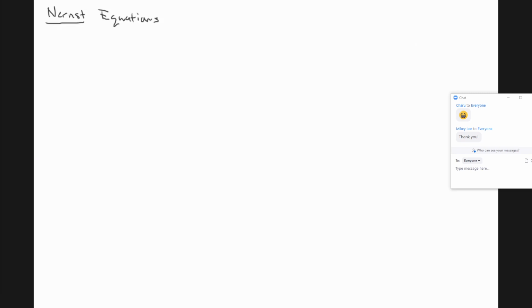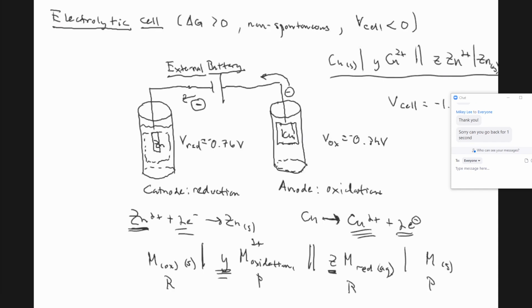So the Nernst equation, let's look at the derivation real quick. Sure, no problem. We'll go back one second. So this is the shorthand using that metal notation. Metal oxidized becoming metal ion. The other one is the reduced metal ion becoming metal solid, okay?